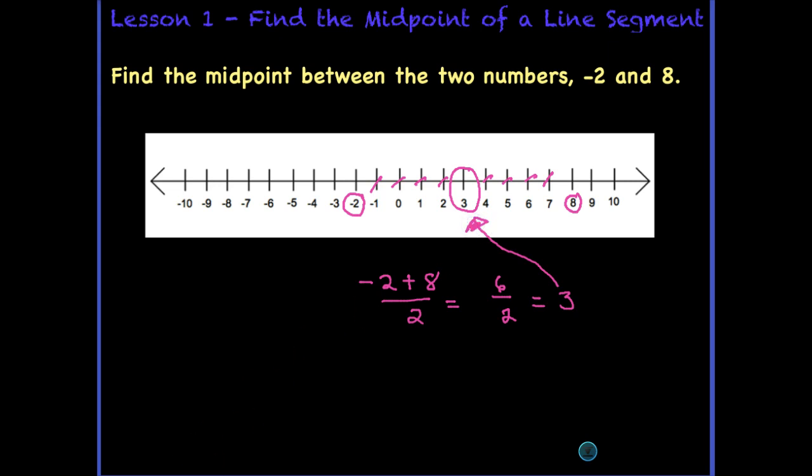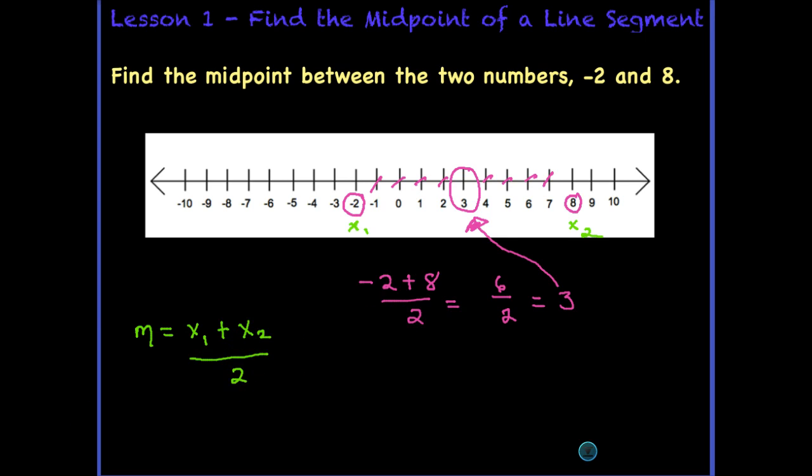So let's create a formula for this midpoint. If we have a number line, we know that these are all x values. They're horizontal. This is the x-axis. So we could call this value x of 1, and we could call this value x of 2. So the formula for midpoint is then x of 1 plus x of 2 divided by 2. It's always going to be 2 because we're finding the midpoint between two numbers. So here we have x of 1 plus x of 2, and then divided by 2, exactly what we did.